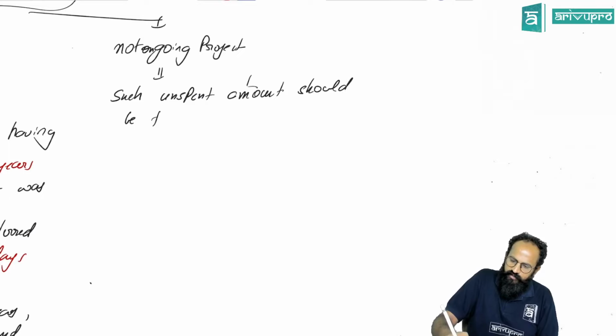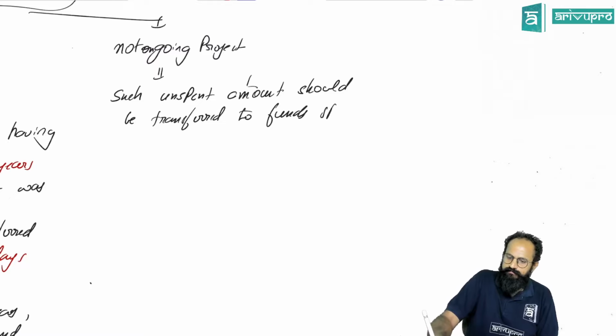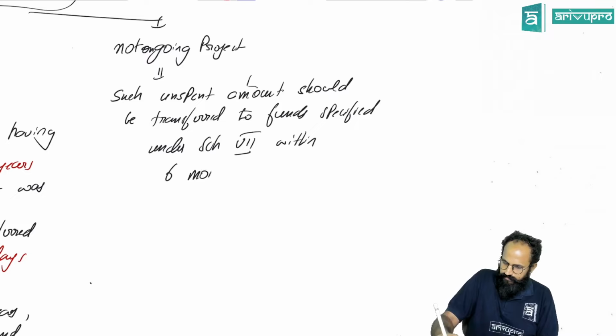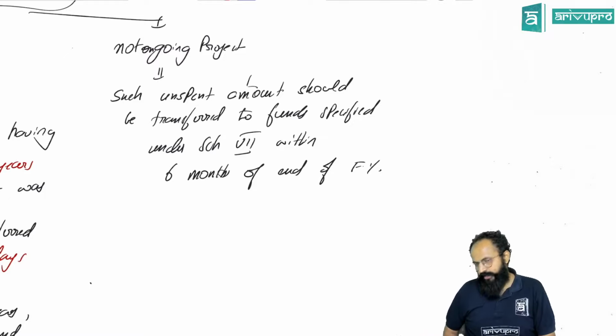Such unspent amount should be transferred to funds specified under Schedule 7 within 6 months of end of financial year.